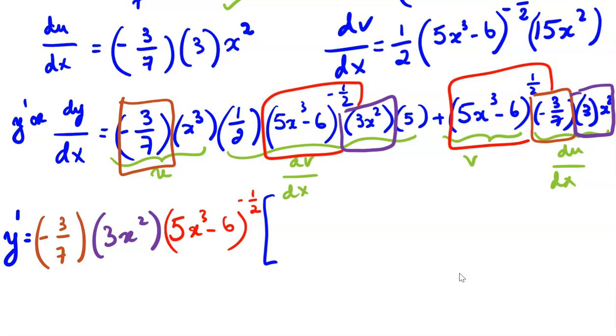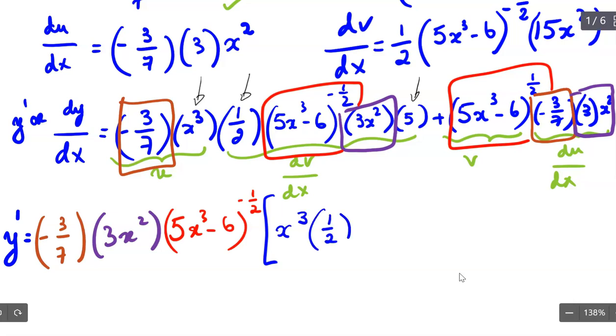Here, you are left with that, you are left with that, and then you are left with the 5. That means you will have x cubed, you will have a half, and you will have 5. And what about this one?